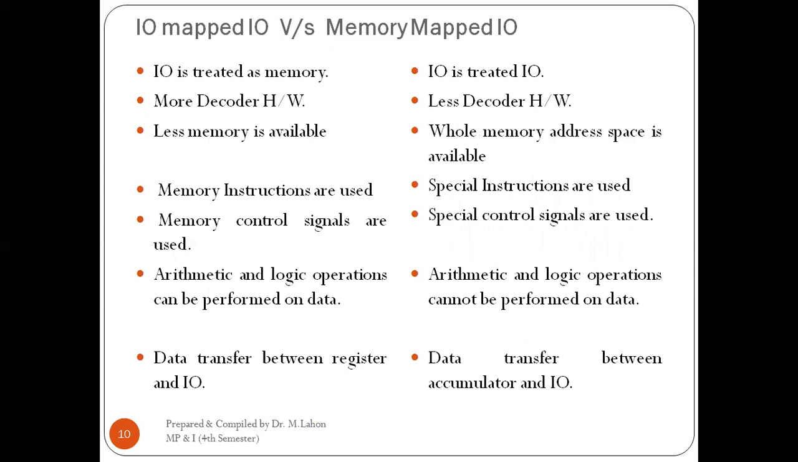So these are the basic differences between the memory mapped IO and the IO mapped IO scheme. Please be sure that the left hand side shows the memory mapped IO and the right hand side shows the IO mapped IO.